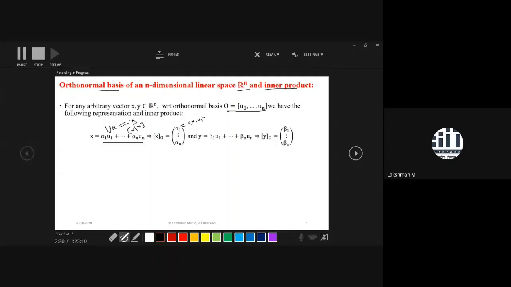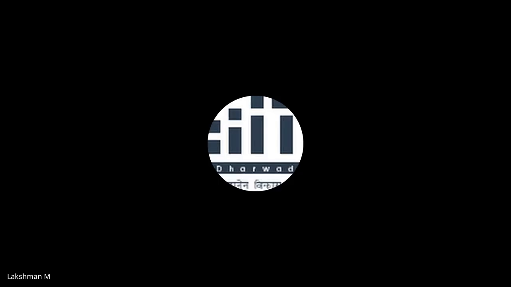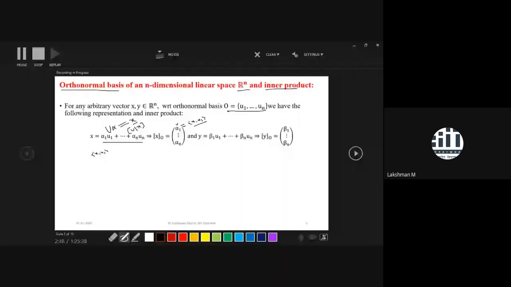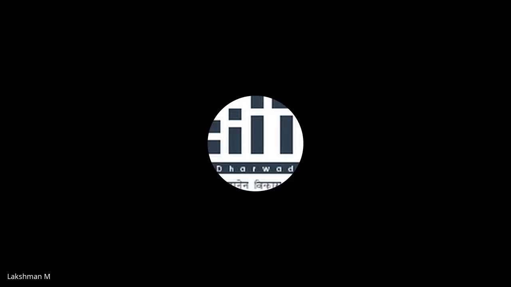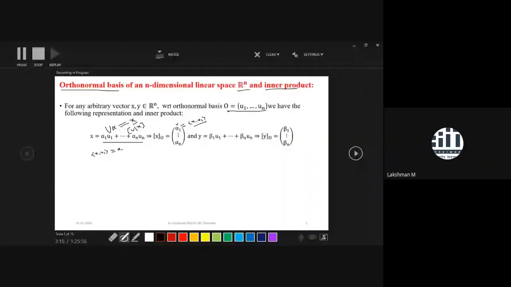You know x, since x is given here. You know u1, so you can easily calculate this dot product. And if you find the dot product of x with u1, that will give you alpha one. How? In the other cases, what will you get? Zero. Everything vanishes. Except alpha one, everything vanishes when you take the inner product of x with u1. So you got your first coefficient.